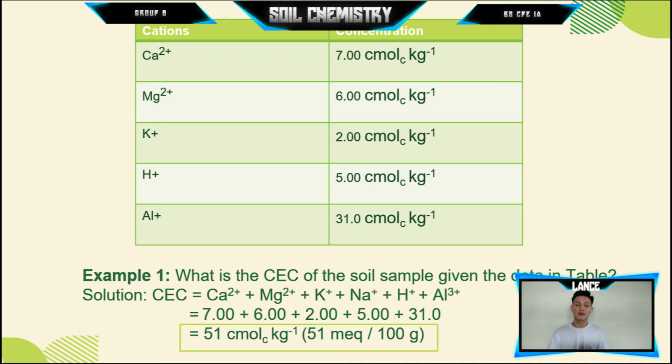So after natin mag-substitute, all we have to do is to add those values and we are going to come up with an answer of 51 centimoles of charge. And then after that guys, if we go back dun sa unang table, makikita natin na yung first example nakapaloob siya dun sa soil component na montmorillonite clay and smectite clay because yung 200 and yung 150 is greater than 51 and then yung 30 below is less than 51. That is why dun nakapaloob yung ating first example.